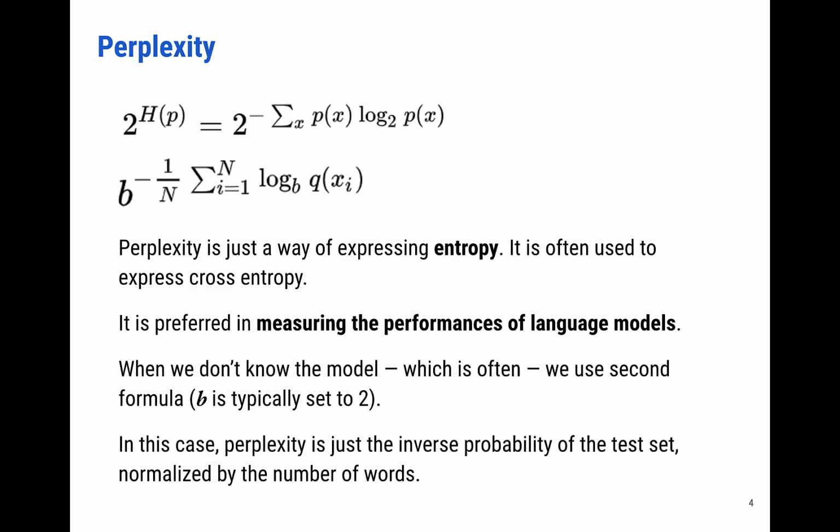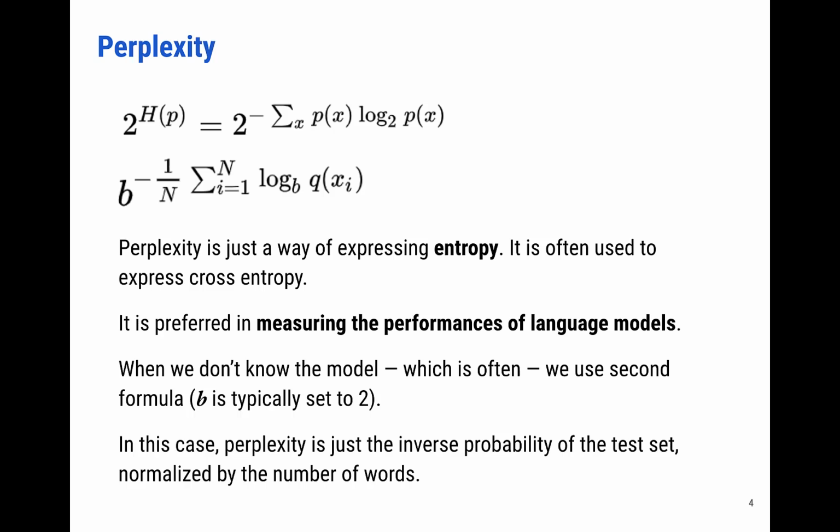But very often, because we don't know the actual model that we're working with, we assume maximum entropy. And so we use just the inverse probability of the test set, which is just the normalized inverse of the number of words in the distribution. Anyway, in the equation right there, the second one, the b is typically set to 2.